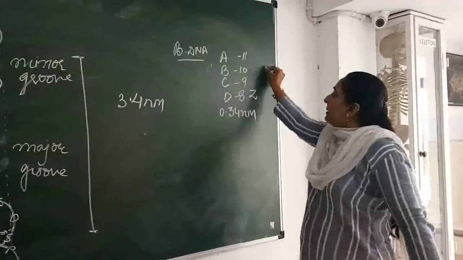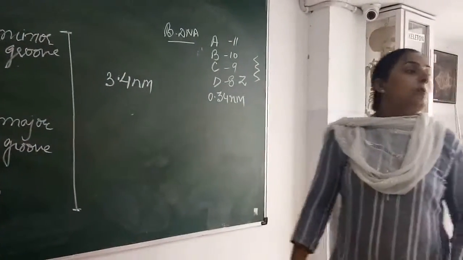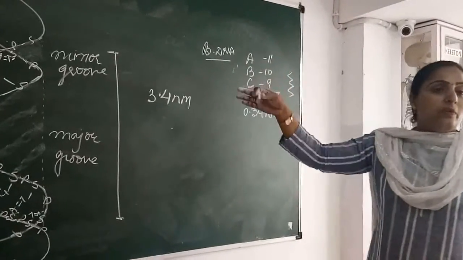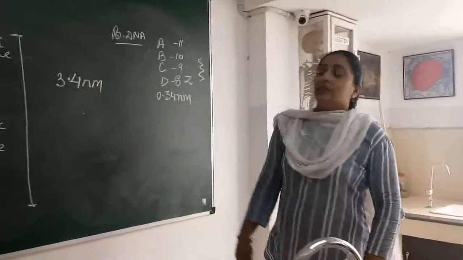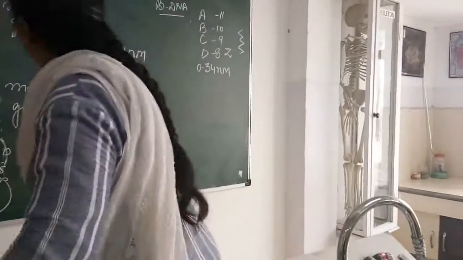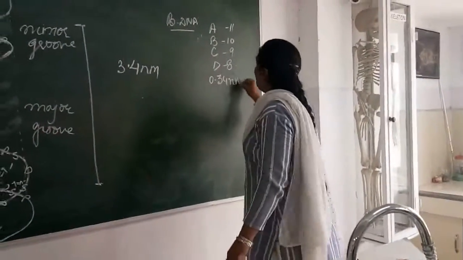In Z the basic thing is that it is zigzag in nature. The backbone of Z-DNA is zigzag in nature. Here we have a straight backbone which is coiled, running anti-parallel to each other. But in Z it is zigzag. Okay. Now moving further, the diameter of DNA.